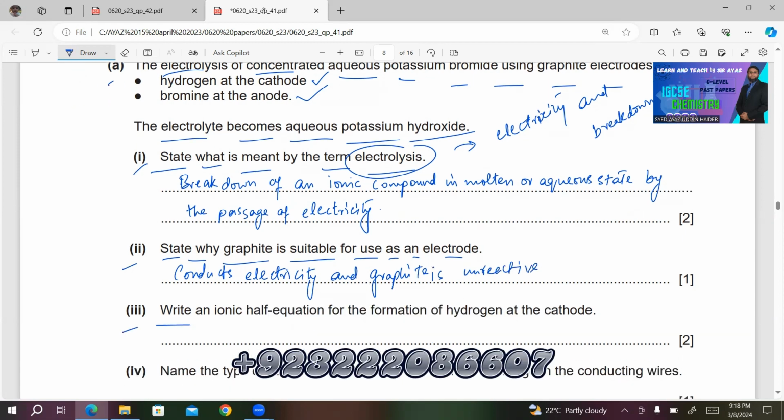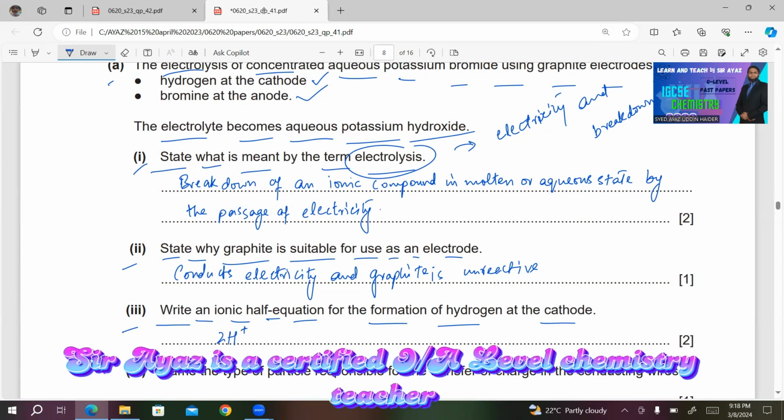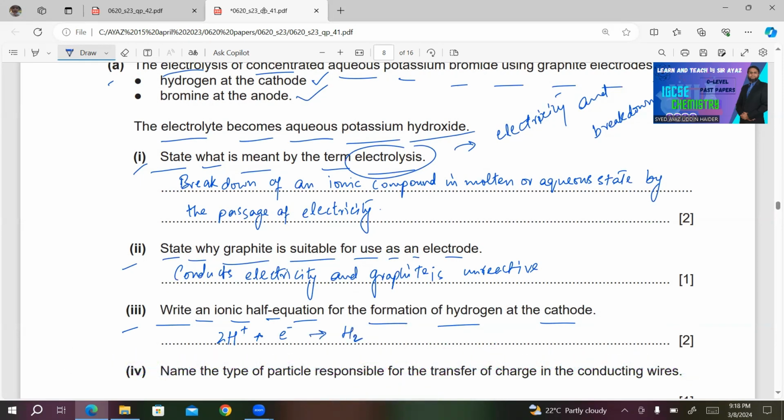Number 3, write an ionic half equation for the formation of hydrogen at the cathode. So this is the ionic half equation for the formation of hydrogen. It forms from H positive ion. So we have H positive ion plus electrons, and we will get hydrogen gas. Balance the equation. We have to put 2 moles of electrons.